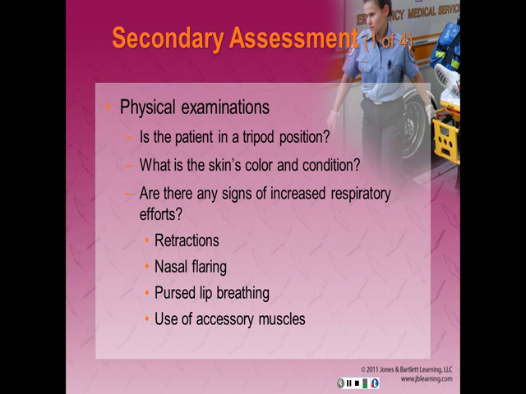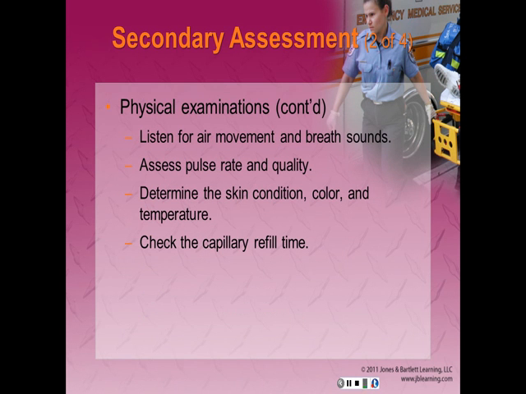Perform your physical exam. Look, listen, and feel for signs of airway problems. Ask yourself the following questions. Is my patient sitting in a tripod position? What is my patient's skin color and condition? Are there any signs of increased effort on respirations, such as retractions, nasal flaring, pursed lip breathing, or use of accessory muscles? Listen for air movement and breath sounds.